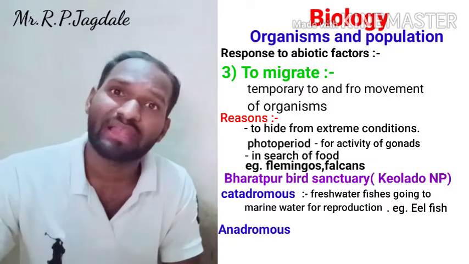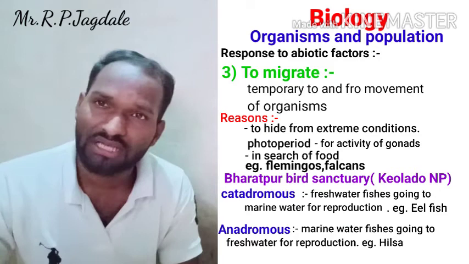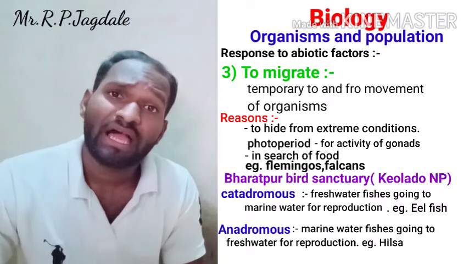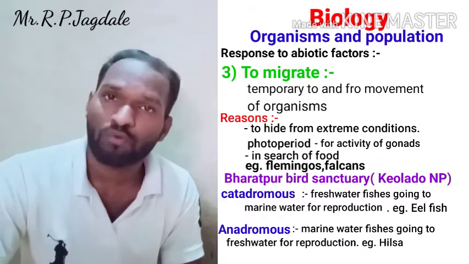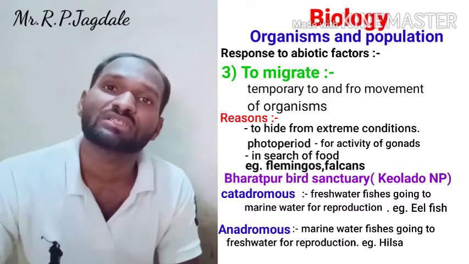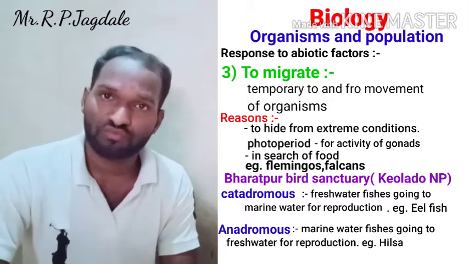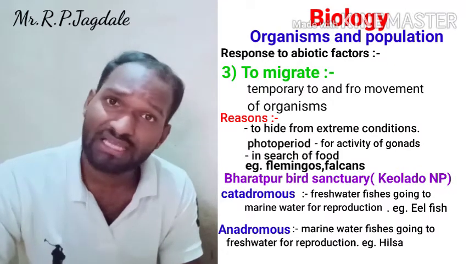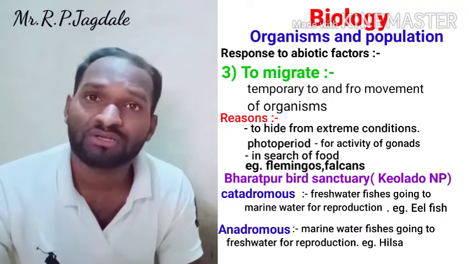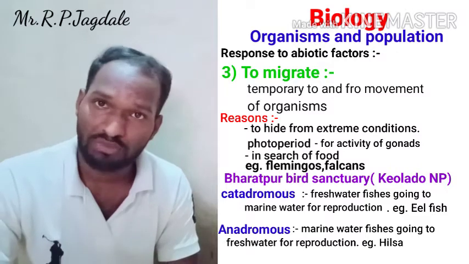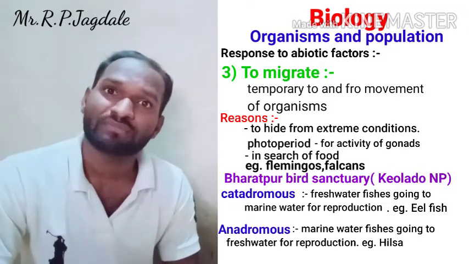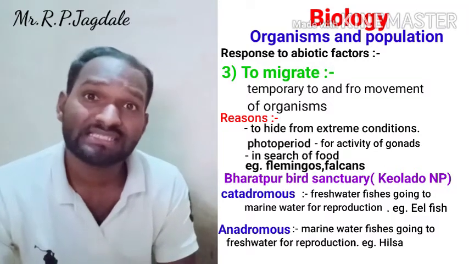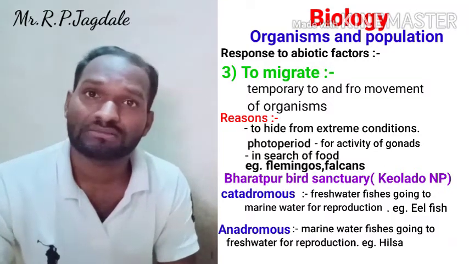In the same manner, anadromous fishes are natively marine water or seawater fishes, but for reproduction they come to the freshwater. They reproduce there, then again they come back to their native place. The example of such anadromous fishes is the hilsa. So this is called migration, the third part.